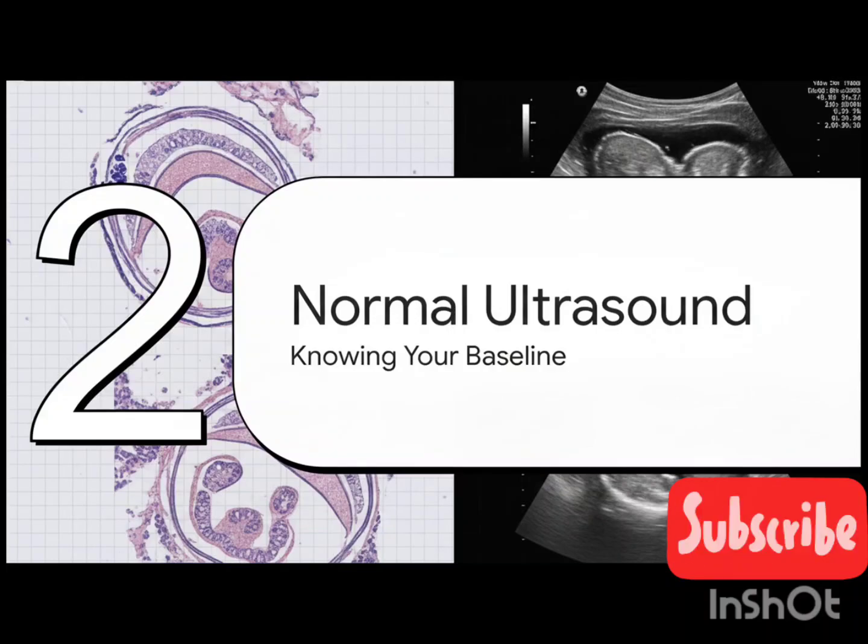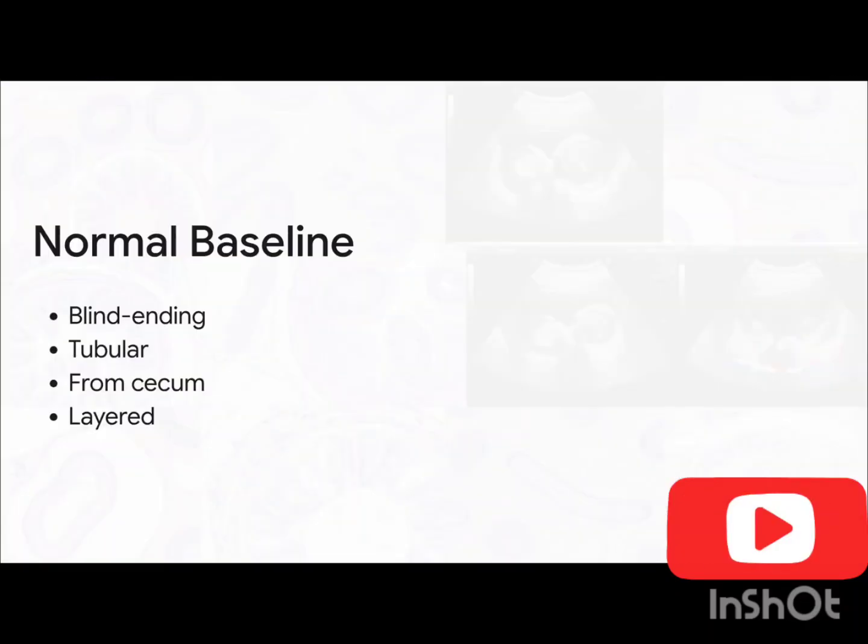Moving right along to Section 2, Normal Ultrasound Findings, Knowing Your Baseline. Because in medicine, to accurately spot the abnormal, you first have to deeply and thoroughly understand exactly what a normal, healthy baseline looks like. So, when a sonographer looks at a healthy patient, they expect to see a few foundational visual cues. A normal appendix appears as a tubular structure. Crucially, it is blind-ending. What that means is, it doesn't loop back into the digestive tract, it just stops. It arises from the cecum, as we already established, and it retains that characteristic layered wall appearance we just talked about in the microanatomy section. It's almost like a tiny layered dead-end street.